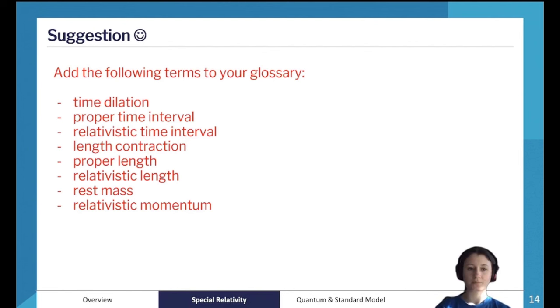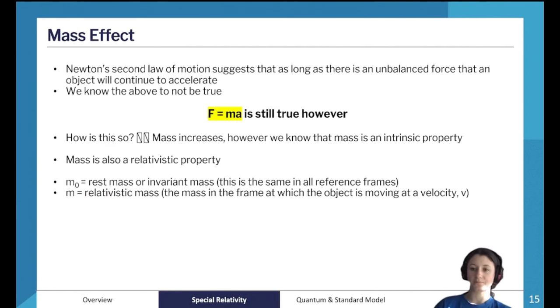So, a suggestion is to make sure that you add the following terms to your glossary or to your flashcards if you don't already have them, and I primarily say this because on your syllabus it asks you explicitly to define these concepts. Alright, so now we're going to go over what these concepts are and how they relate.